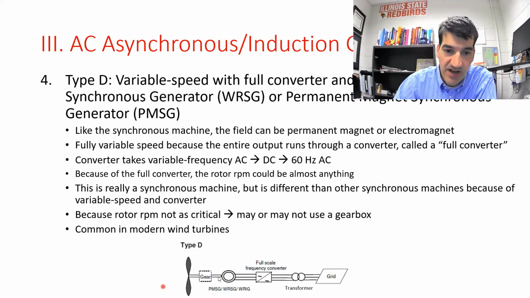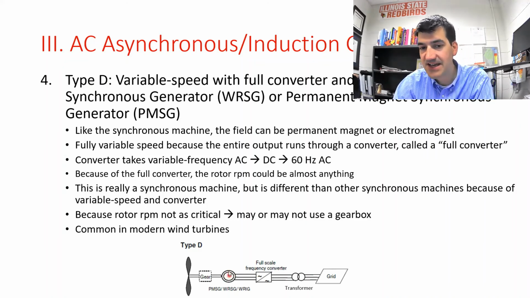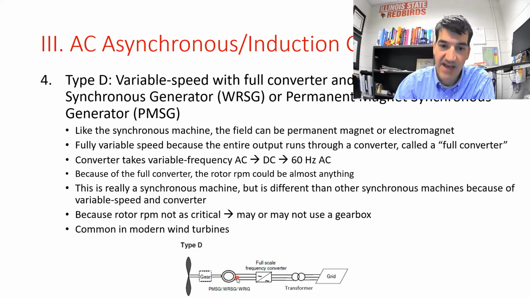But either way, we've got a magnetic field that's rotating around here, and then we've got that rotating inside of a set of armature windings. And that is the output of the generator that feeds into the converter. All right, so our magnetic field could be a permanent magnet or could be an electromagnet.